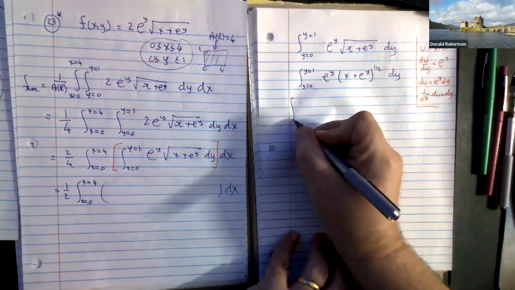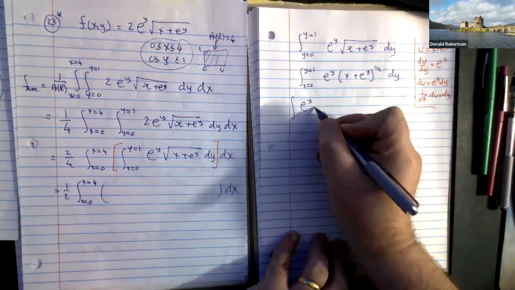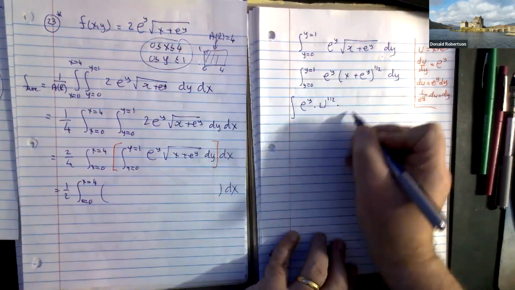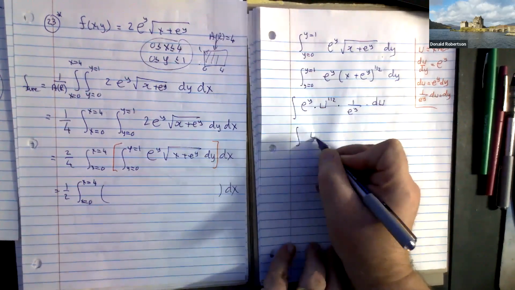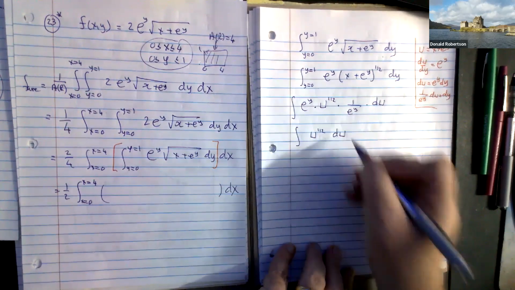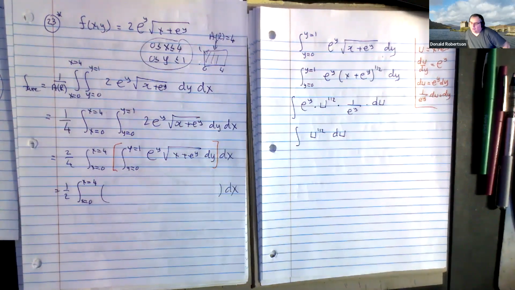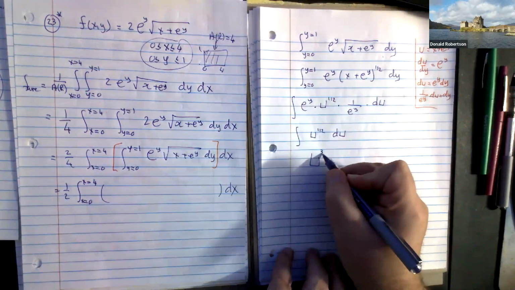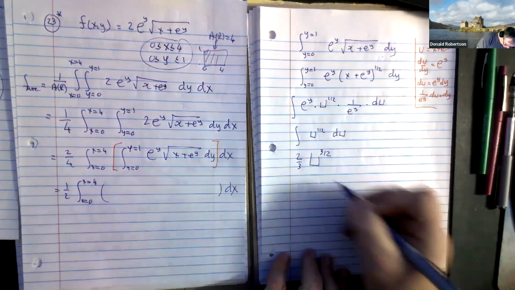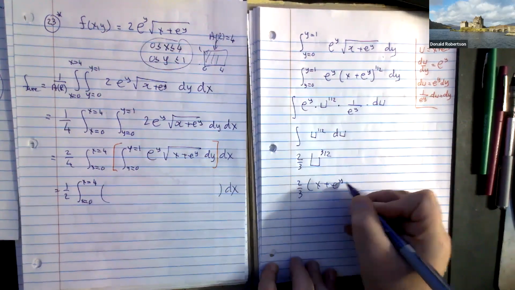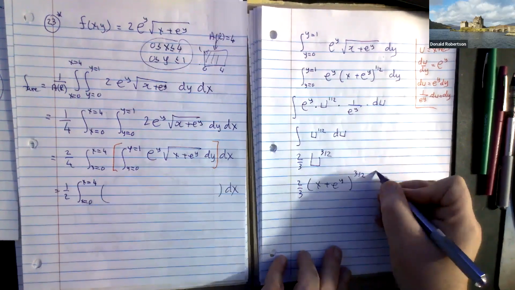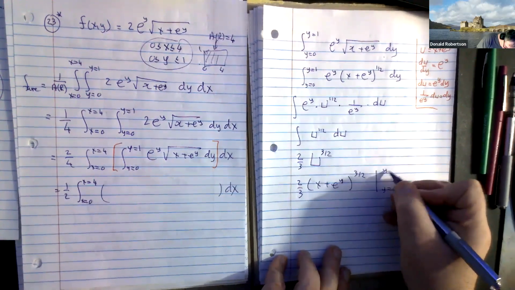So I'm now going to have the integral of e to the y, u to the half, times 1 over e to the y du. And it now becomes, oh, would you look at that? Is that not pretty? I wonder if you went the other way, it would be as nice. I don't think so, agreed. So add 1 to the power, divide by the new power, return back to your original, and now evaluate it at 0 and at 1.